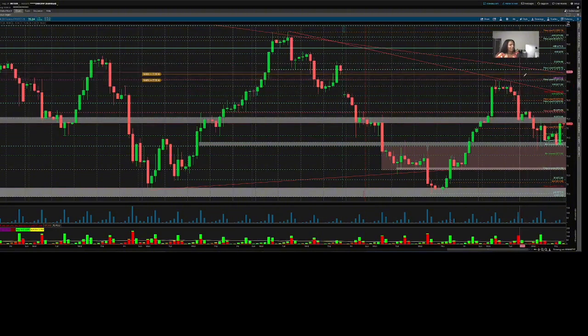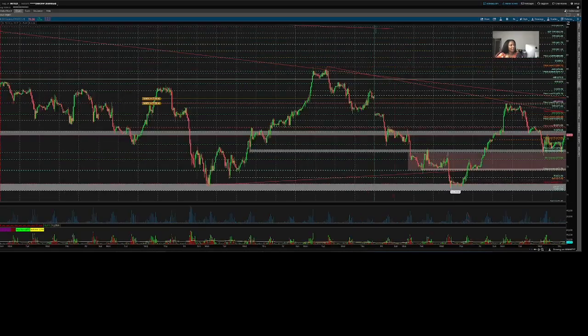That area that also has room to go is also an area of a gap fill. So it is a magnet area to make a move. All right, let's see what we got.